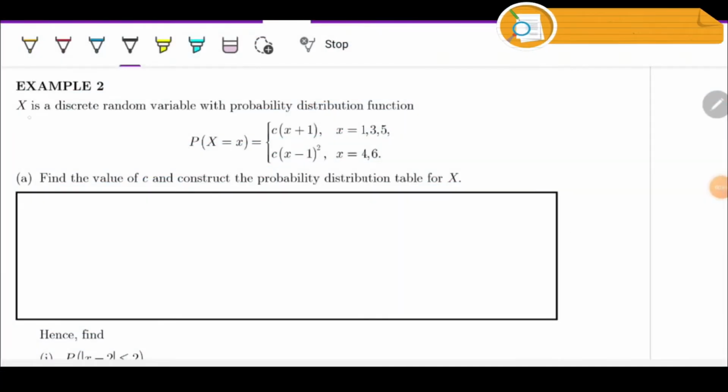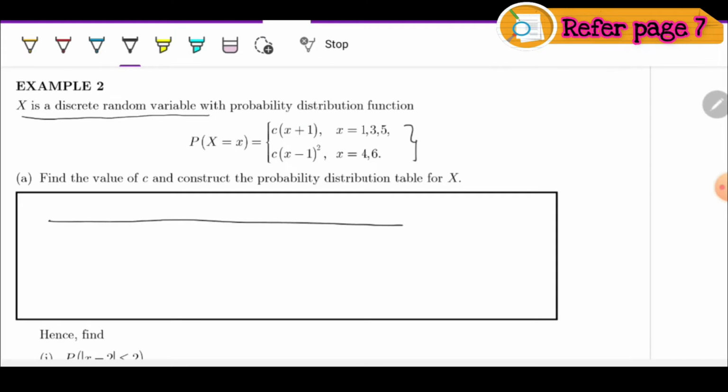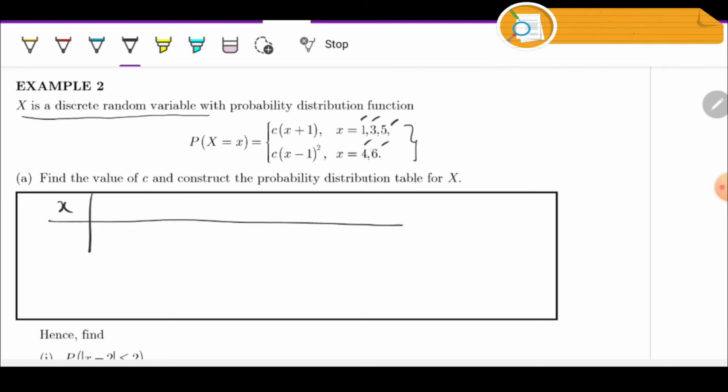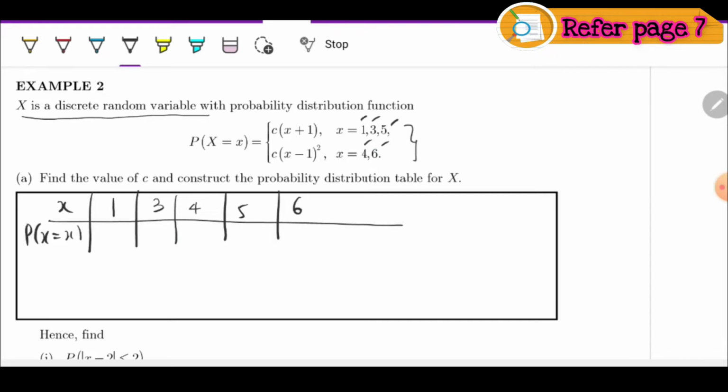Example 2. X is a discrete random variable with the PDF function. Firstly, if we have a discrete random variable, we can convert it into a table. So, draw a row, and the first row represents X. X starts from 1, 3, 4, 5, and 6. And the second row is for the probability.